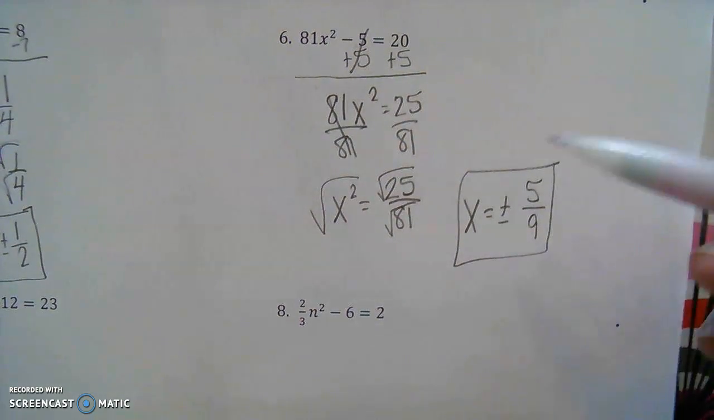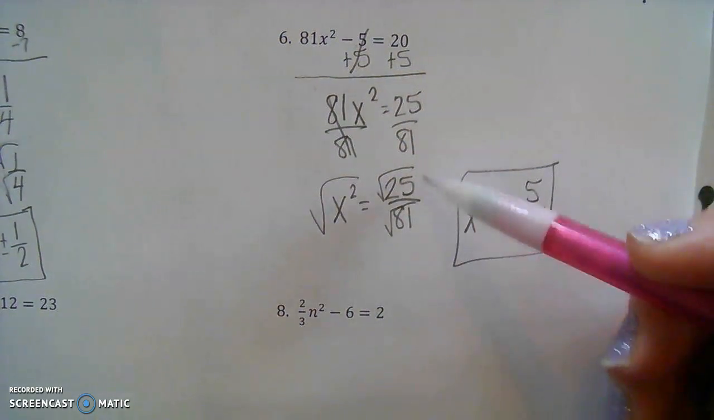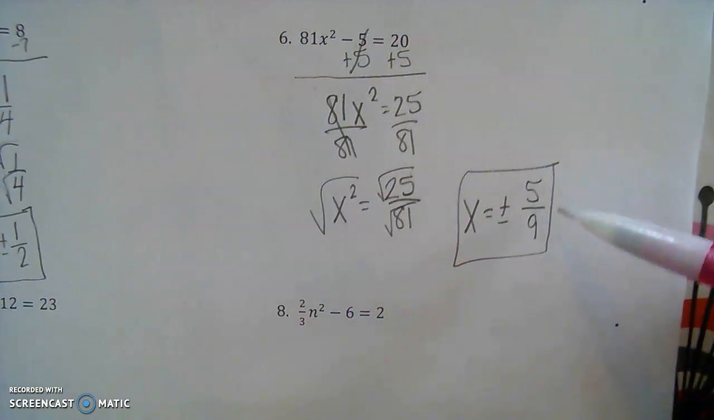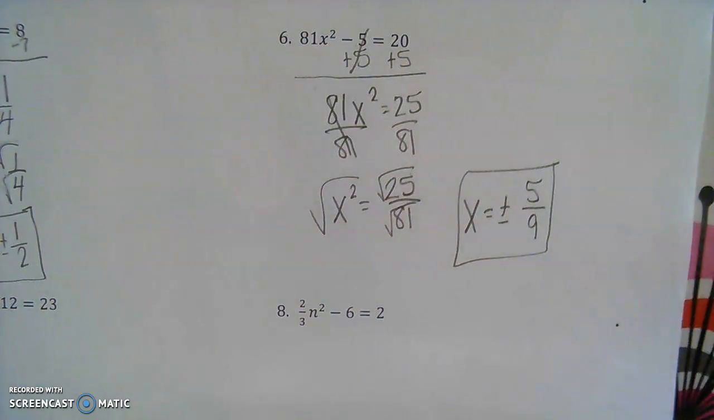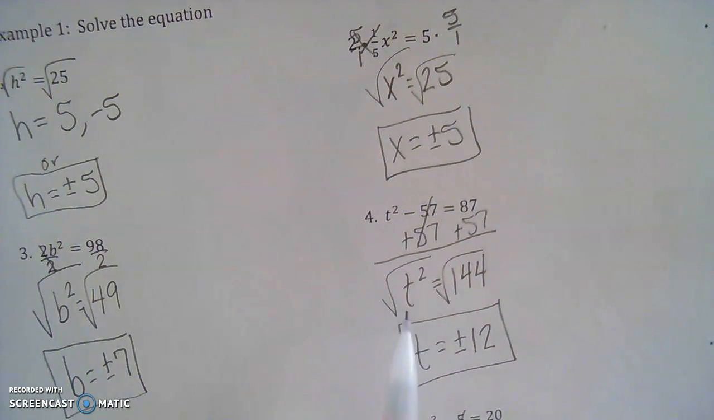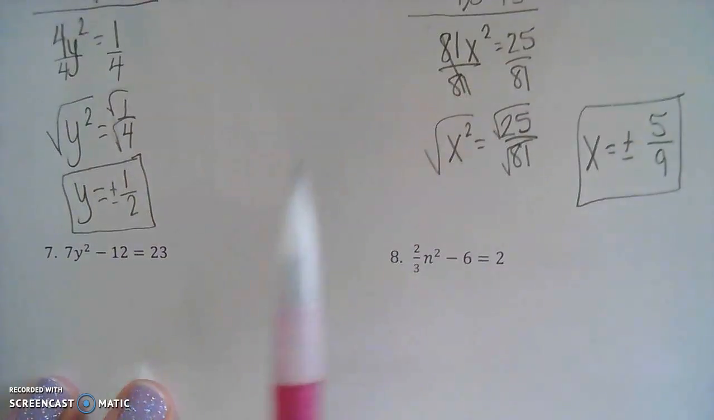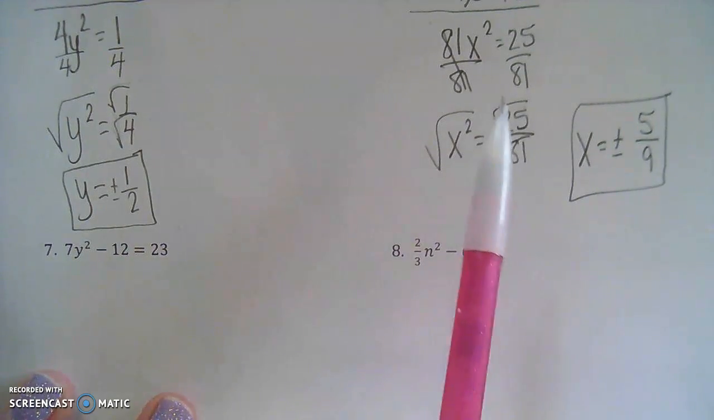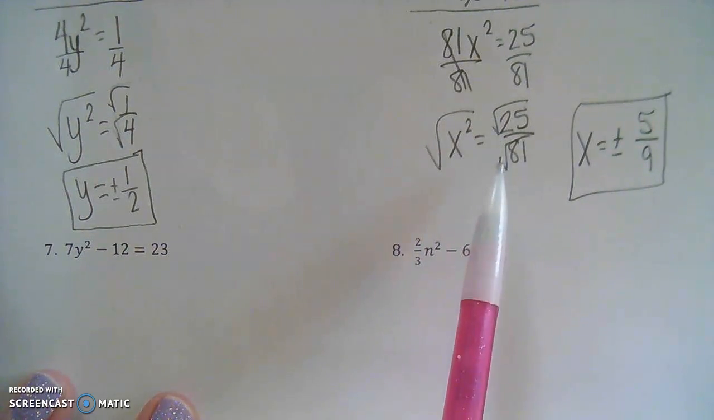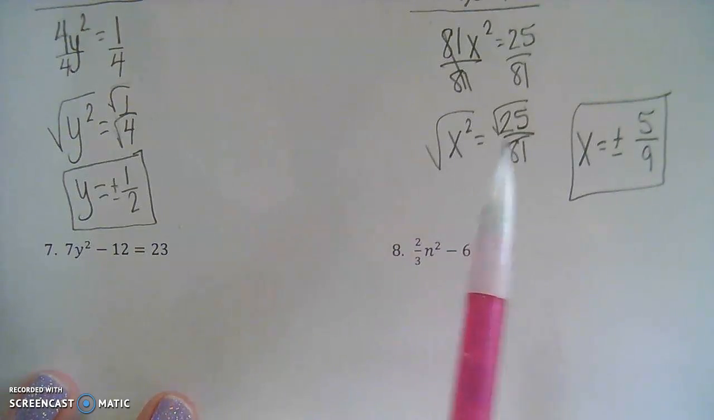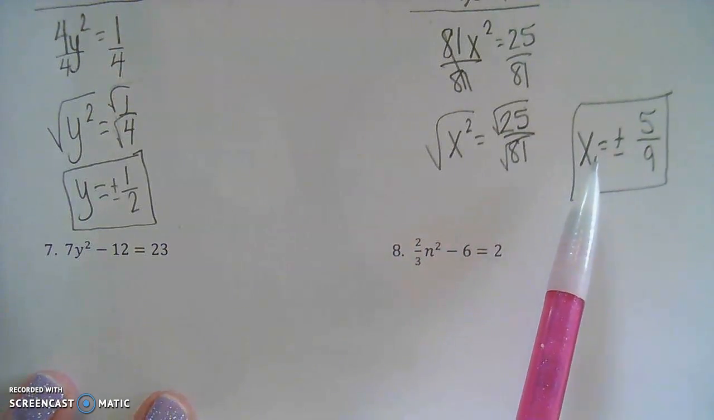Even if you get an improper fraction, so let's say those two were flipped around, 81 over 25, you would leave it as 9 over 5. So just leave them as simplified improper fractions. All right, so most of them are going to end up being integers, positive and negative whole numbers. Once in a while, you're going to get a fraction, but those fractions, top and bottom, should both be perfect squares. So you can take the square root and just get a nice fraction.